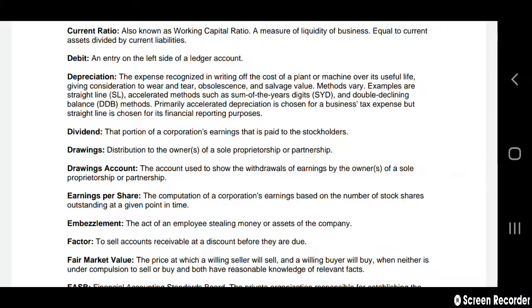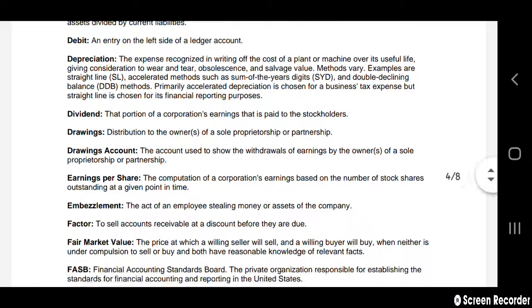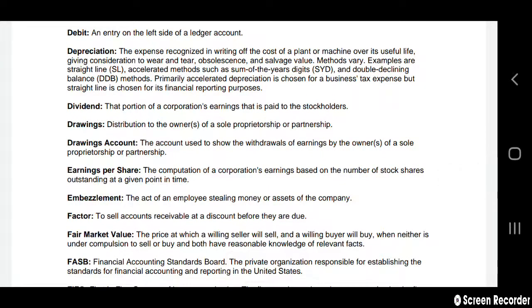Current ratio. It is also known as the working capital ratio, a measure of the liquidity of a business, and is equal to current assets divided by current liabilities. And debit. An entry on the left side of a ledger account is called the debit.